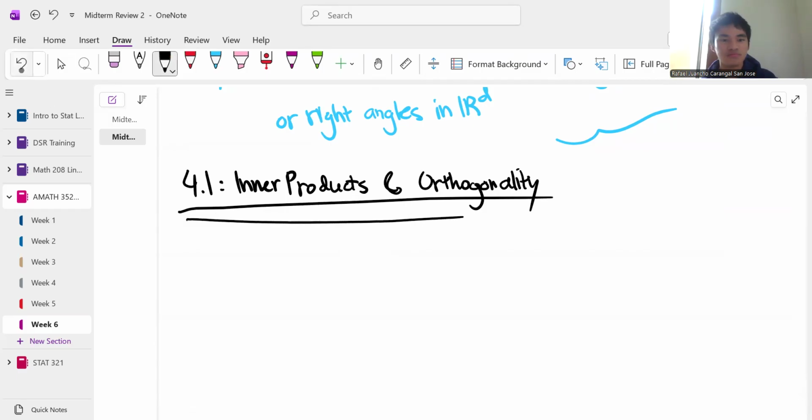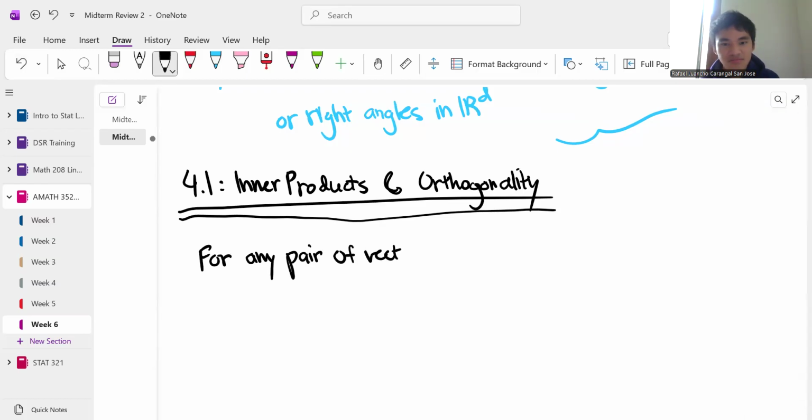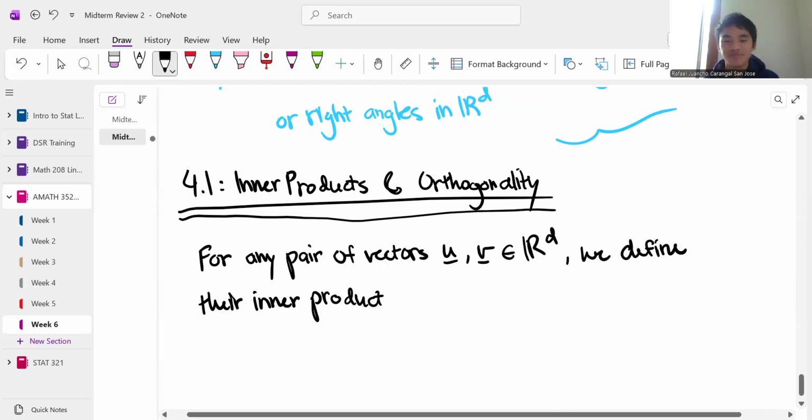Let me do my best. Anyway, for any pair of vectors u, v in R^d, so they're d-dimensional vectors, we're going to define their inner product. Now, what does it mean to do an inner product of two vectors again?